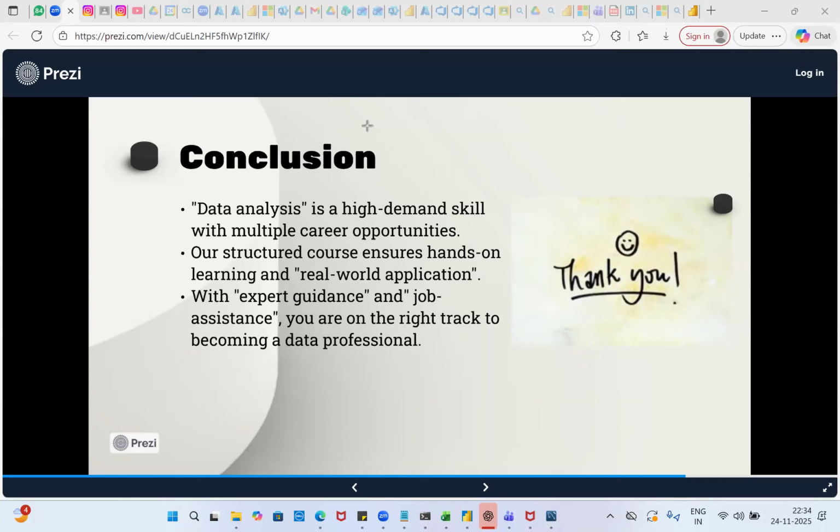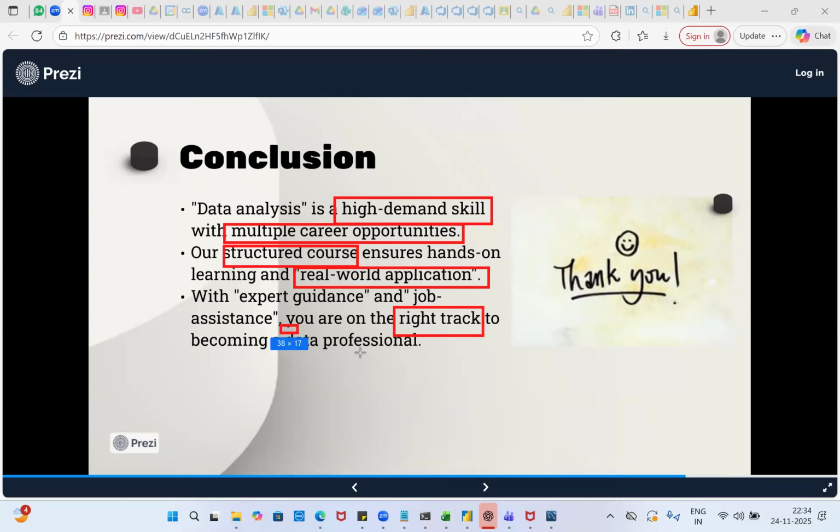Okay. Finally, I'll conclude: data analysis is a high-demand skill with multiple career opportunities. And yes, our course is very much structured, with real-world applications and real-time learning, because my explanation will always be about what the business scenario is and how we are solving it. If you're solving it in a static way, what dynamic way can replace it? This is how we are learning. And yes, guys, with expert guidance and job assistance, you are all on the right track to become a perfect data professional. Thank you from my side.